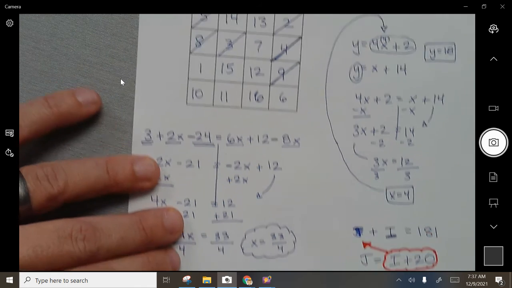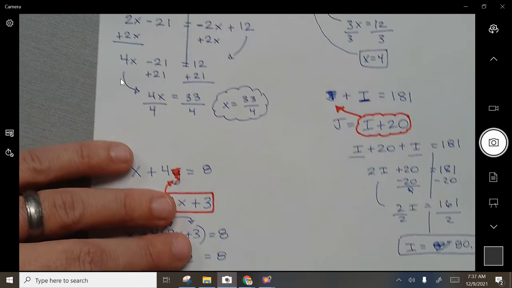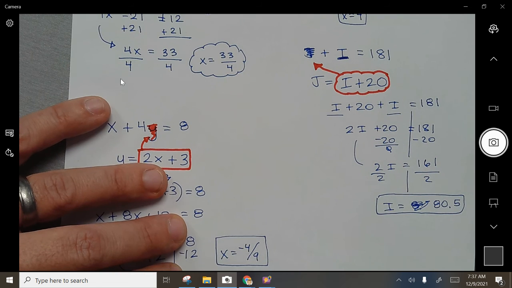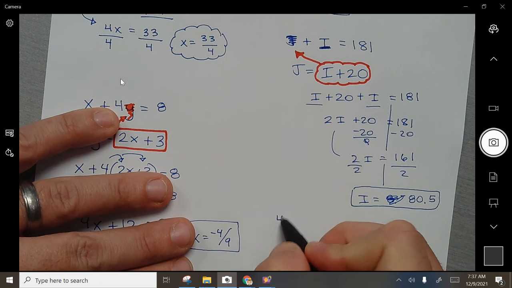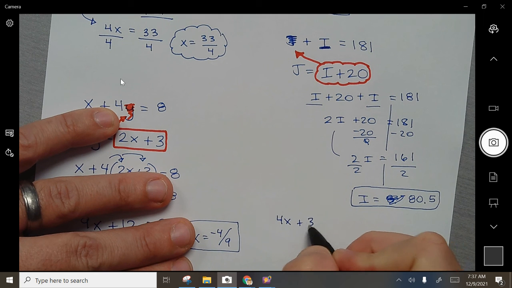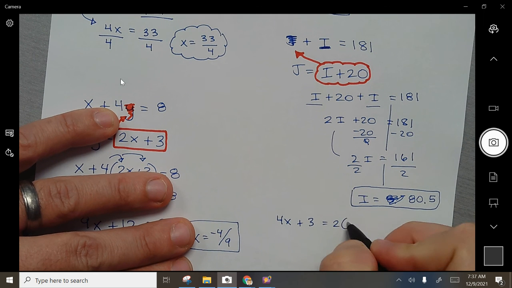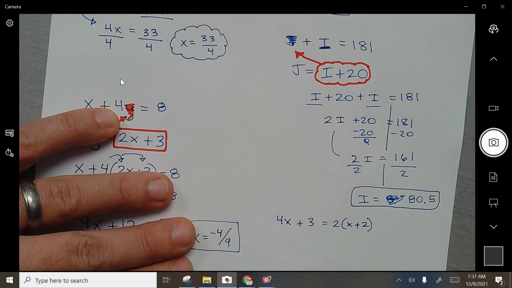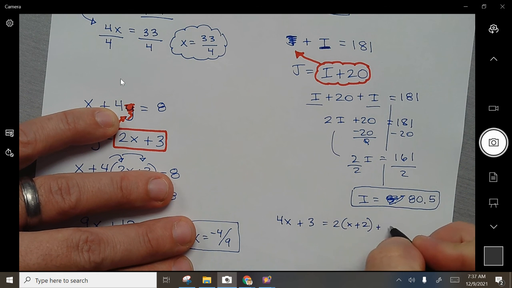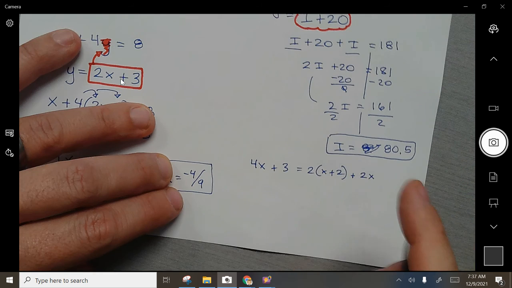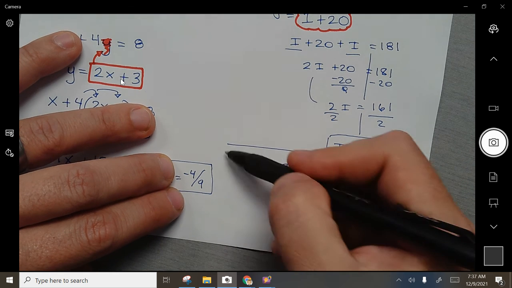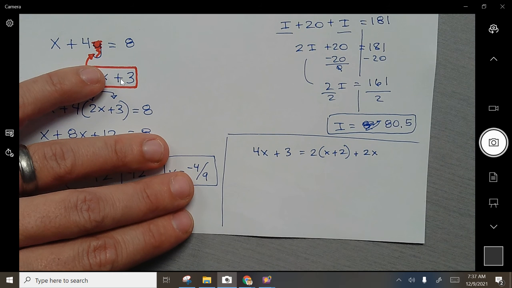All right. How about one more? If you can't fit it, let's try to do a quick one. I'll do a quick one here. 4x plus 3 equals 2x plus 2. All right, last problem here. On this side. Go ahead and try to solve it.